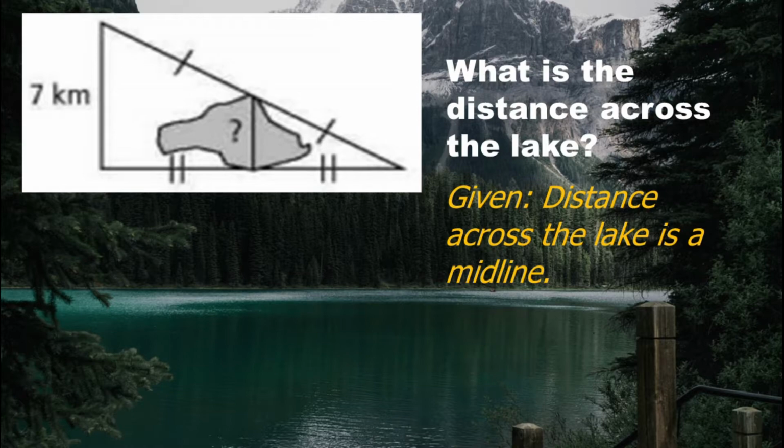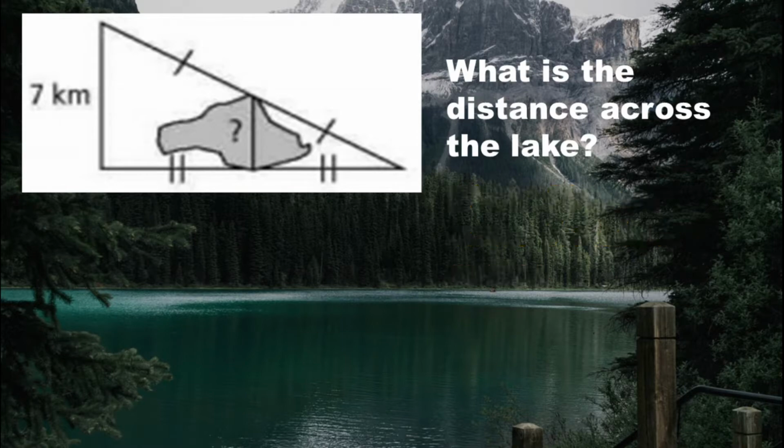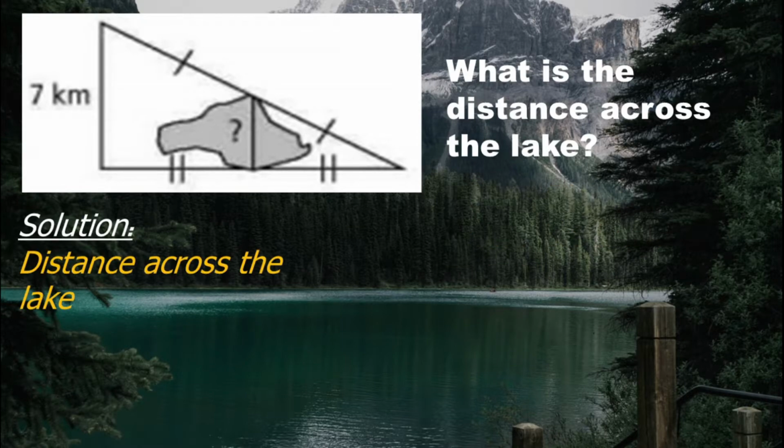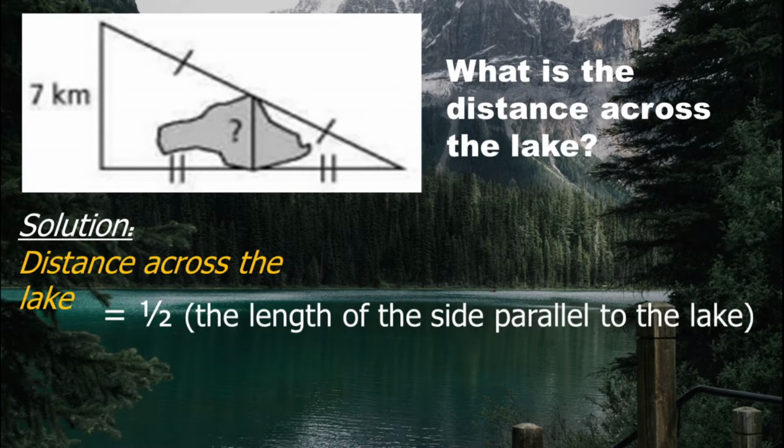Going back to the problem, what is the distance across the lake? We know that the distance across the lake is a midline because it is a segment joining the midpoints of the two sides of our triangle. So we will apply the midline theorem. For our solution, the distance across the lake will be equal to half the length of the side parallel to it.